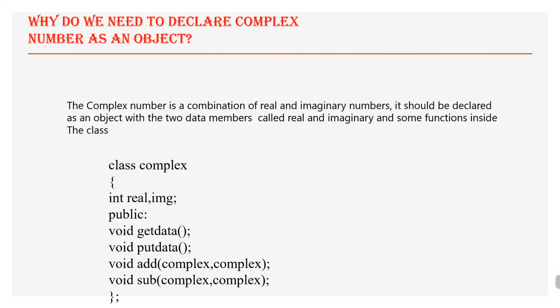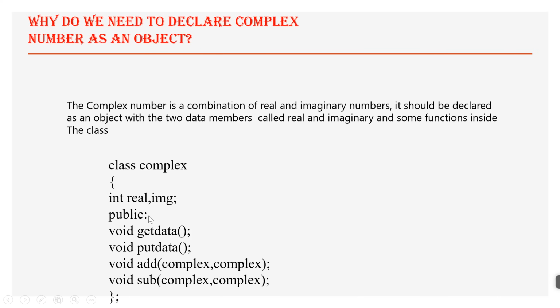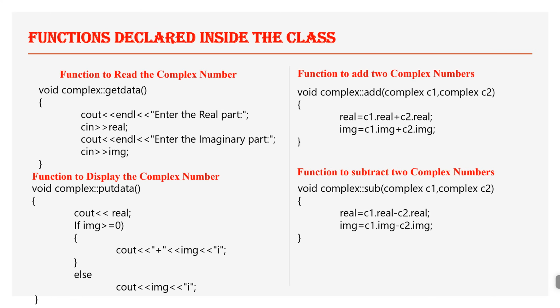See, as I mentioned, void get data. So now I am reading the values through a function. How? Void complex scope resolution operator get data. What is the purpose of it? To read the two data elements. What are the two data elements we have declared here? One is real and another one is imaginary. So I am reading the value for real and a value for imaginary.